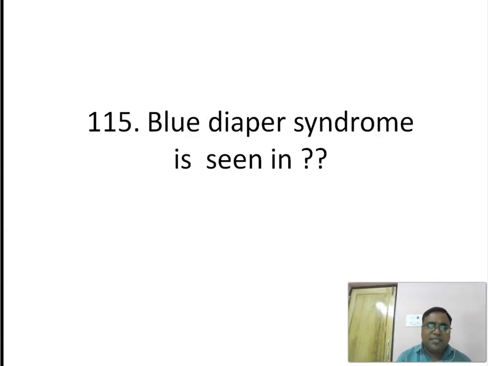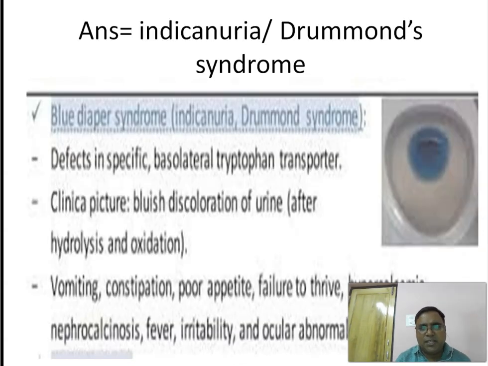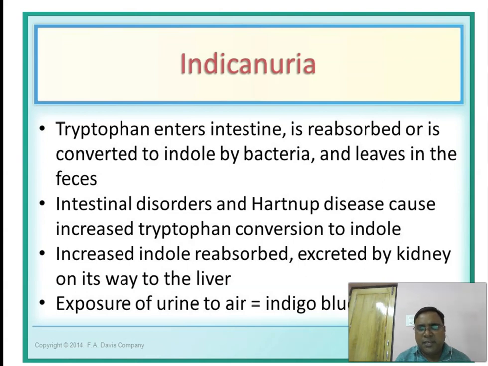Next, blue diaper syndrome is seen in which condition? The answer is indicanuria or Drummond syndrome. In blue diaper syndrome, the defect is in the basolateral tryptophan transporter. As you know, tryptophan enters the intestine, it is not reabsorbed but is converted to indole by bacteria and leaves in the feces. So any intestinal disorder and in Hartnup disease causes increased tryptophan conversion to indole. This increased indole gets reabsorbed, is excreted by the kidney, and on exposure to air, it turns into indigo blue. So your blue diaper syndrome is seen in indicanuria, or it is known as Drummond syndrome.